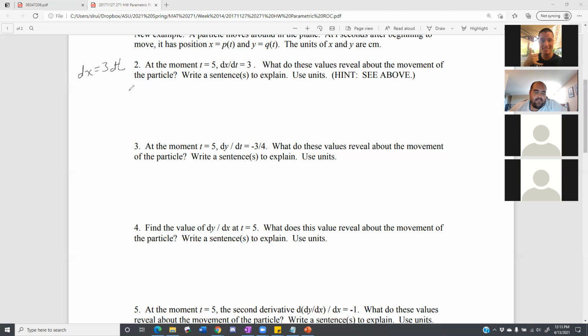Anybody else want to throw something out? So I'll try to recreate from what I heard. So at t equals 5, or near it.